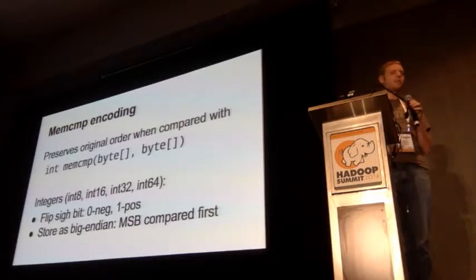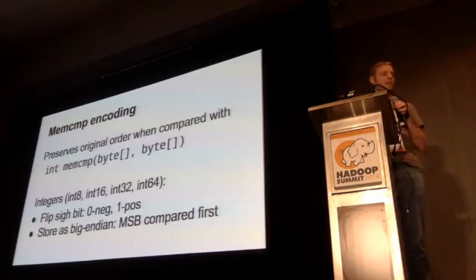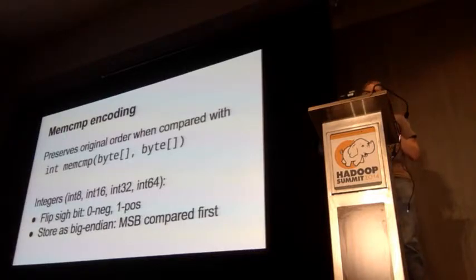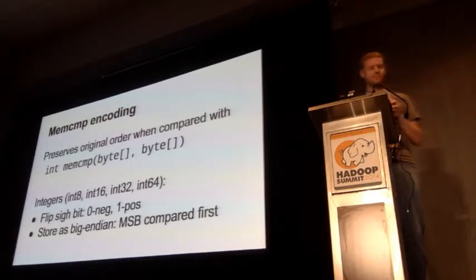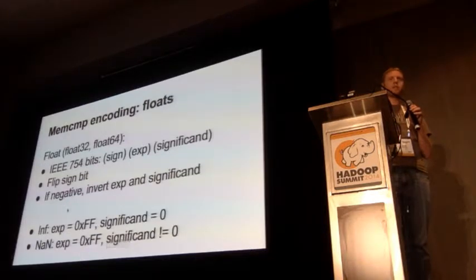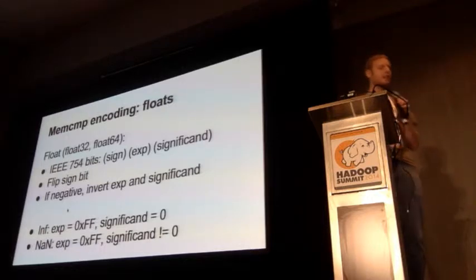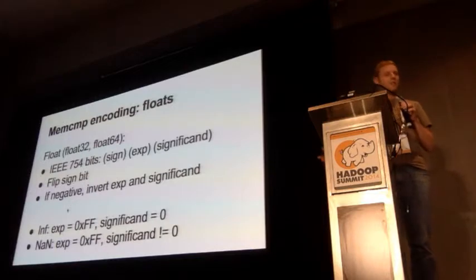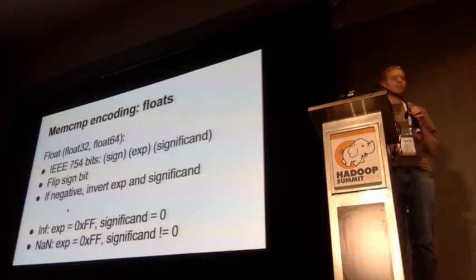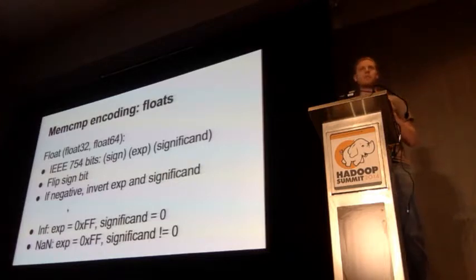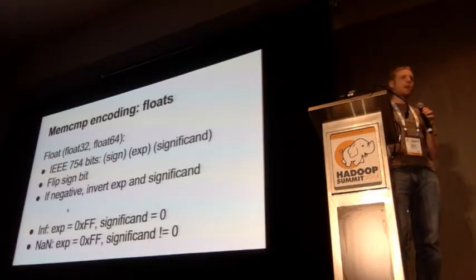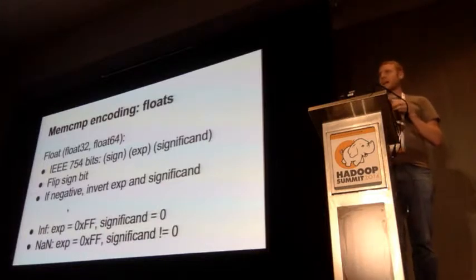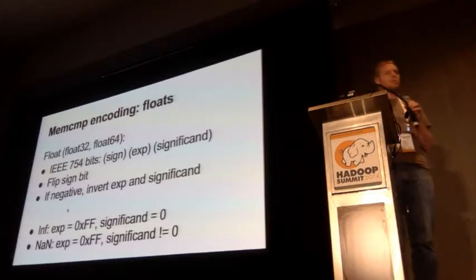So we define how to store integers, and that's pretty simple. Flip the sign bit, store big endian, and I'm sure many of you have used this in the past. There's a trick for floating point numbers that gets the same job done. It's a little more involved. You have to use the IEEE 754 bits, then flip the sign bit. If it's negative, invert the rest of it. And this actually works for infinity, not a number, and those sorts of things as well. So it's all comparable. If we take any two floating point numbers, turn them into bytes, and compare those bytes, we will actually get the result that we would have gotten when we compare those numbers.